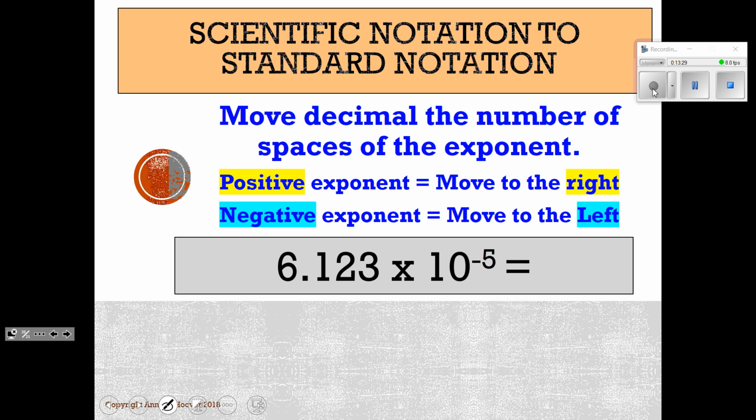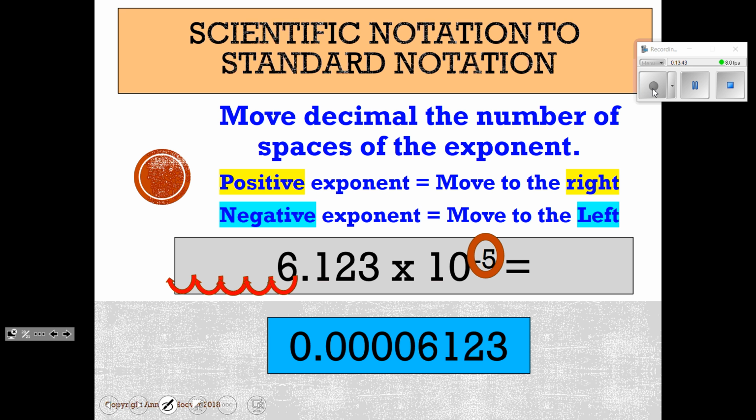Negative 5, I'm going to add 4 zeros out front because I need to move it 5 places. The first place is just moving it from one side of the 6 to the other. Then I add 1, 2, 3, 4 zeros in front. And there is your number.